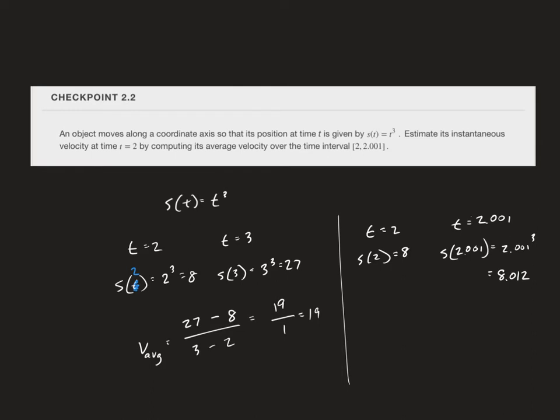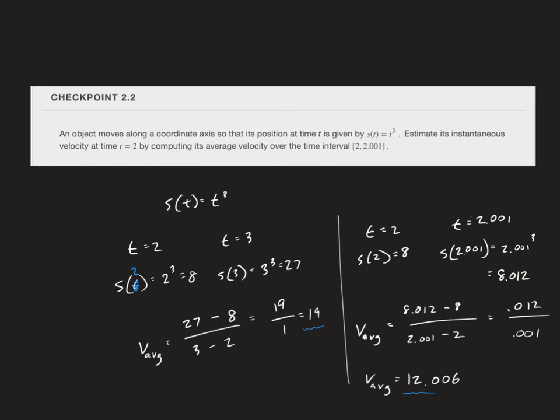And now the average velocity, v sub avg, is equal to 8.012 minus 8 divided by the change in time, 2.001 minus 2. Do my subtraction, 0.001, and when I type that division into my calculator, I get 12.006. All right, so the velocity of the object went from 19 units per second to a little bit more than 12 units per second.